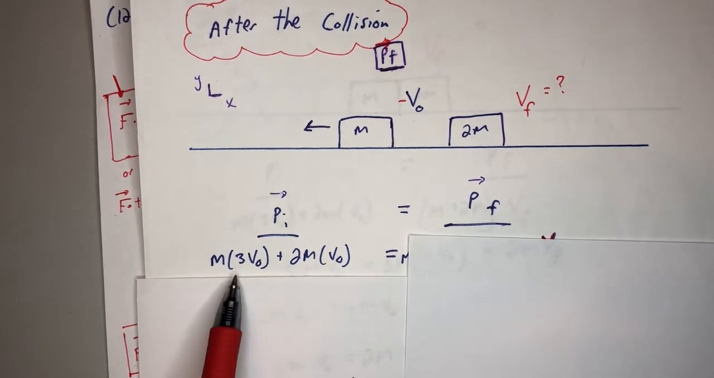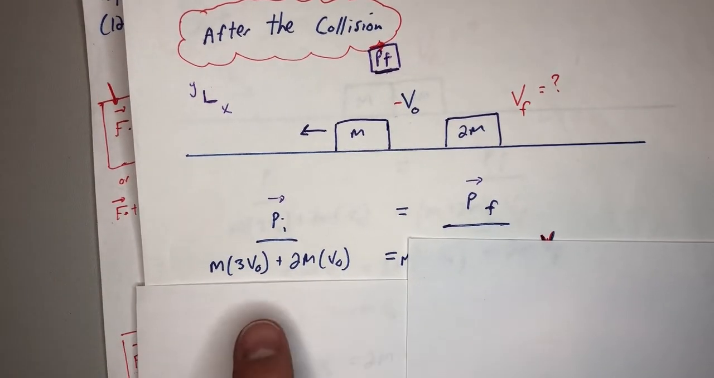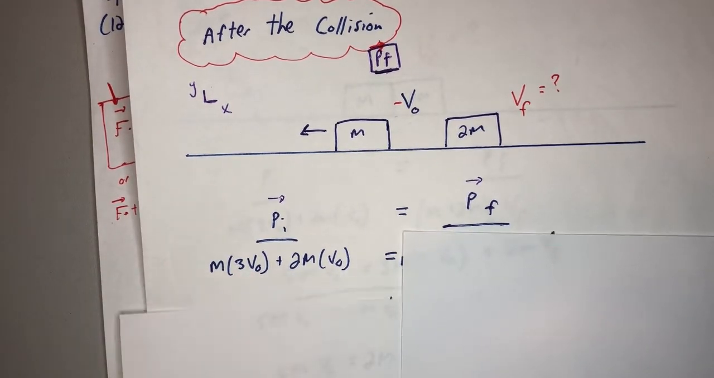And let me just do some math. That's 3mv naught plus 2mv naught. So if you do some math right there, you should get, if you combine like terms, 5mv naught.